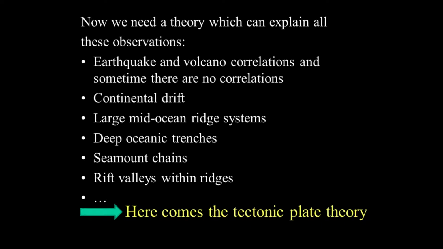Now we need a theory which can explain all of the following observations: earthquake and volcano correlations, and the fact that sometimes there are no correlations; continental drift; large mid-ocean ridge systems; deep oceanic trenches; seamount chains; rift valleys within ridges, and more. The tectonic theory aims to explain all of these observations.